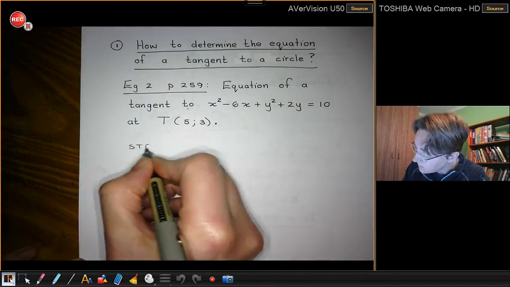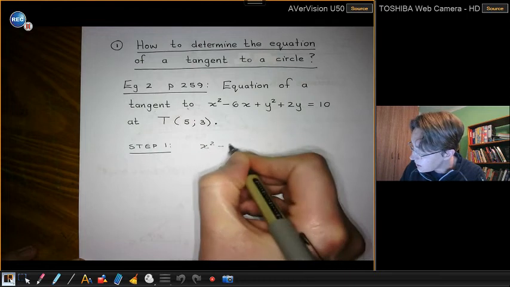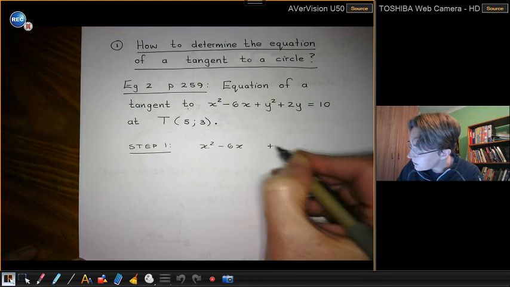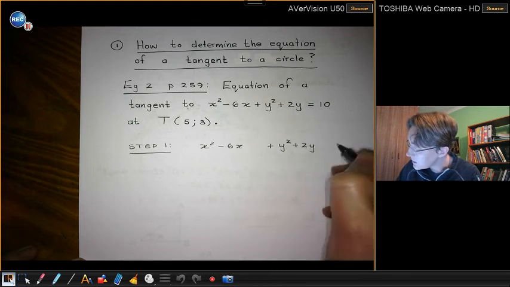Step 1. And I'm going to say it's x squared minus 6x, leave space to complete that square, and then I'm going to say plus y squared plus 2y, leave space to complete that square, is equal to 10.